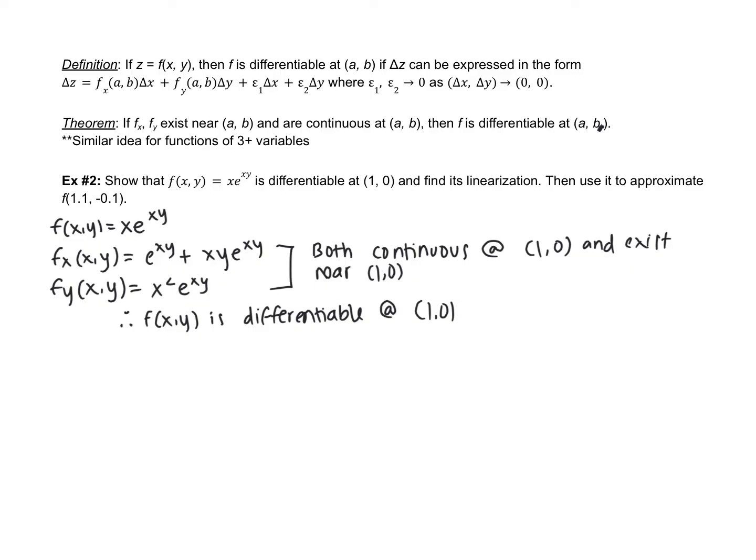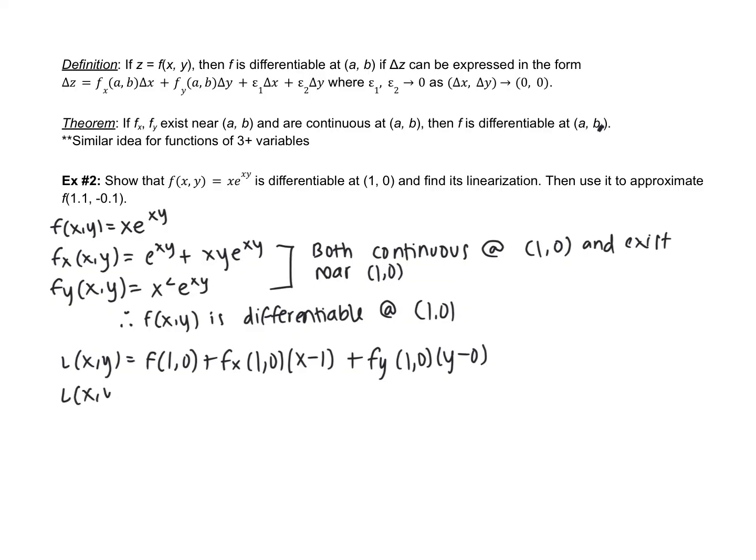Now we're going to find its linearization. So from the previous page, linearization is just rewriting of the tangent plane. So that's going to be f of 1, 0, add f of x at 1, 0 times x minus 1, add f of y at 1, 0 times y minus 0. Okay, so our L of x, y then is 1 add. These two I already calculated for us. I got 1, and I got 1 again. So simplifying all of that, our L of x, y is equal to x plus y.